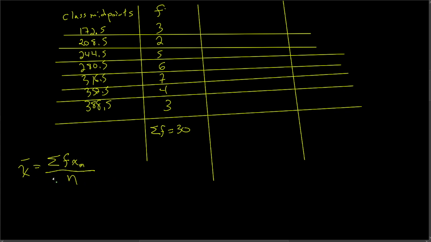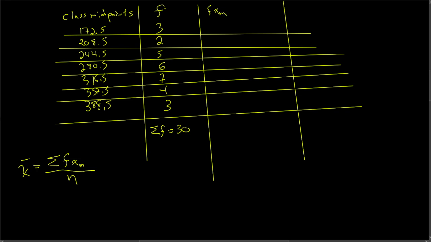And so notice this really acts like a weighted mean. The weight is the frequency, and the piece of data or the score we use is the midpoint. And then the sum of all the frequencies is the total set of the data. And so what we need to do is construct the multiplication of the frequency times the midpoint.